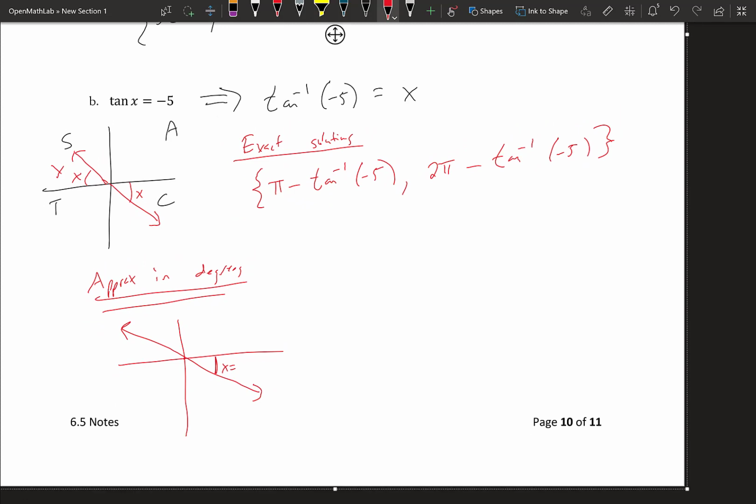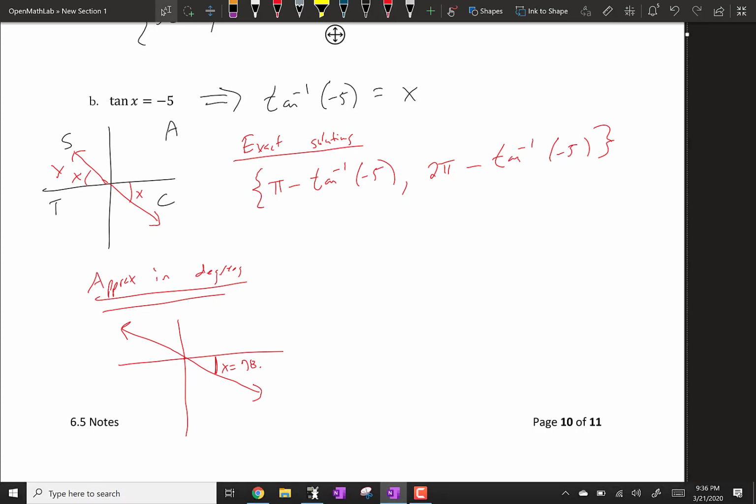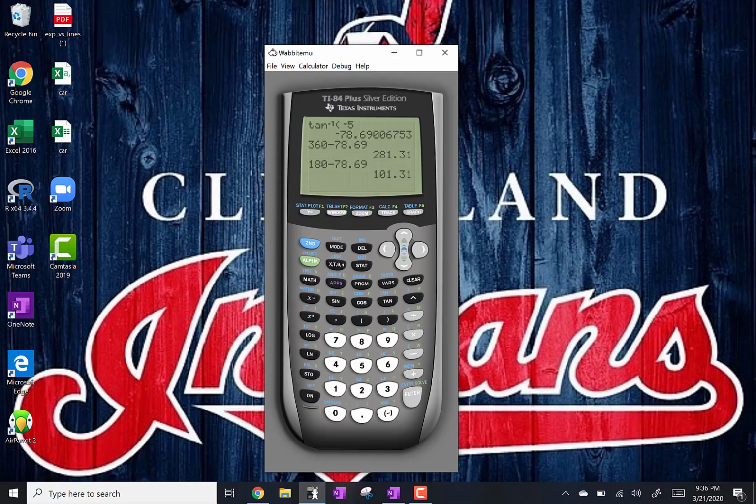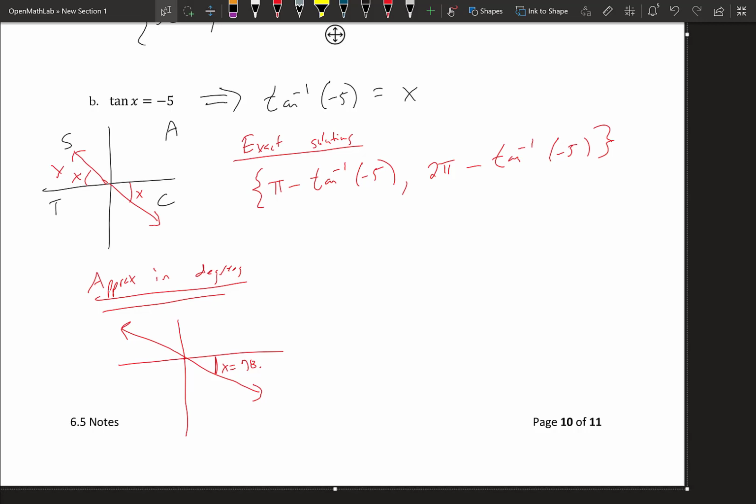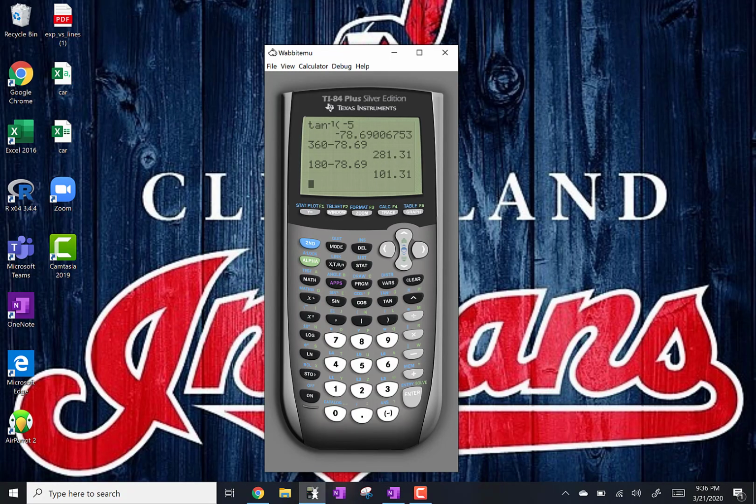So this would be 78, was it 69, I believe? Yes. So that means this was 78.69. I was just using some basic math to figure that out. So we get roughly 101.31 degrees and 281.31 degrees.